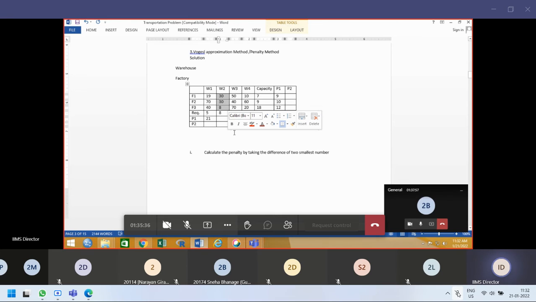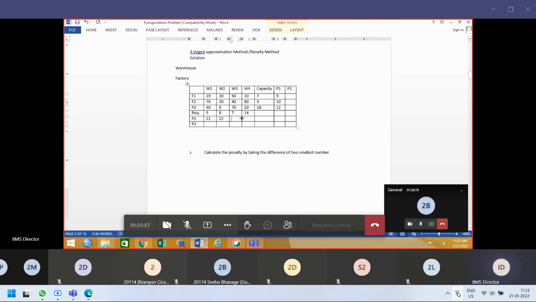8. What is the second smallest? 30. There are two 30s, doesn't matter, right? So the first smallest is 8. Okay, 8 minus 30 is how much? 22. Right?